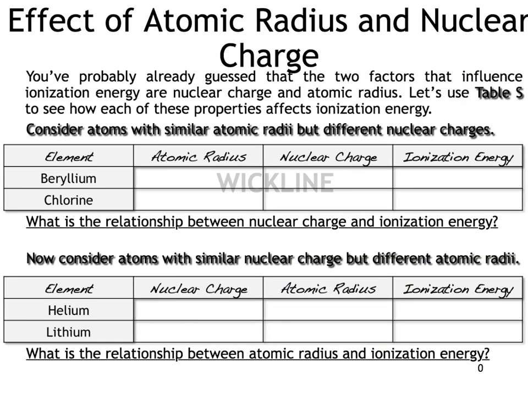All right, let's look at the effect of atomic radius and the effect of nuclear charge. So we're going to use Table S to get some of this data. What I want you guys to do right now is pause the video and gather some data on radius, nuclear charge, and ionization energy for these two elements, beryllium and chlorine.